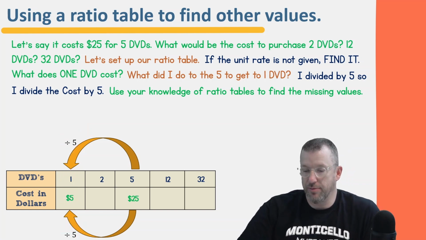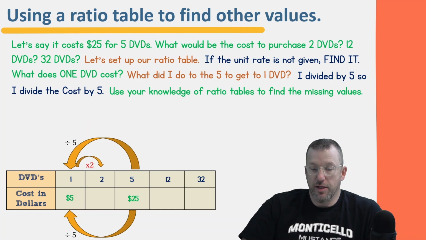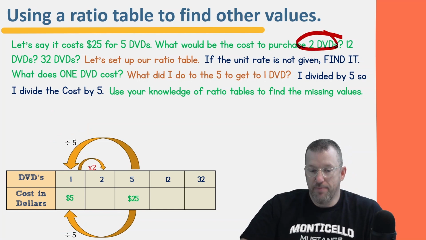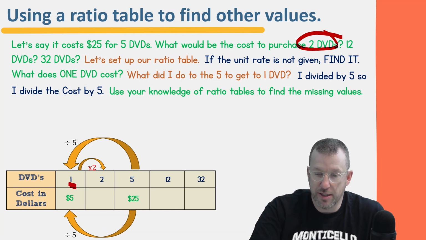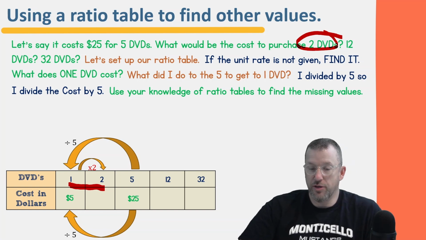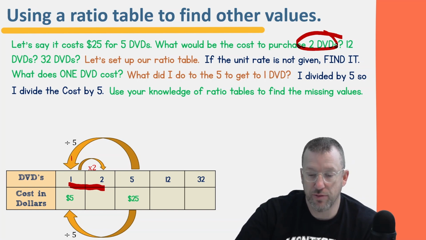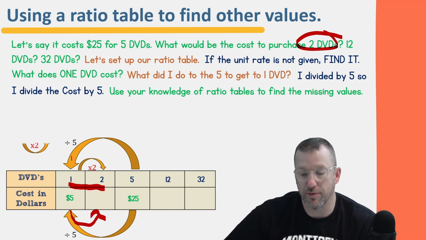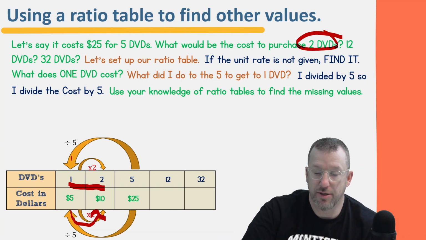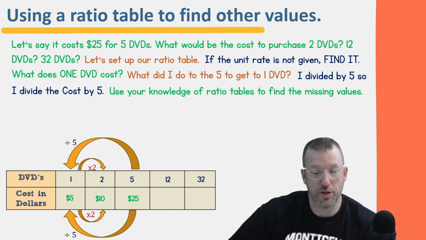Now that we know our knowledge of ratio tables, we can go ahead and solve the rest of this ratio table. What's the next thing we want to know? Well, we want to know how much 2 DVDs cost, remember? So we put the 2 in the top. And how did I get from my unit rate to the 2? Well, I multiplied by 2. So what do I do if I multiply the top by 2? Well, I multiply the bottom by 2 to get to that same section of my ratio table. And what is 5 times 2? It is 10. Look how cool this is. It's real easy with the unit rate, right?